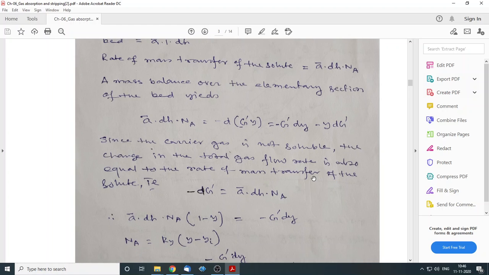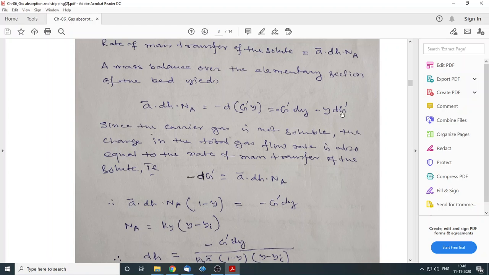Now if you see G dash, what is this? This is the total flow, carrier gas plus solute. Since the carrier gas is not transferred, the change in total gas flow rate is also equal to the rate of mass transfer of the solute. So whatever dG is changing, that is how much total mass transfer is changing, and that mass is transferring to the other phase, so that will be equal to this.